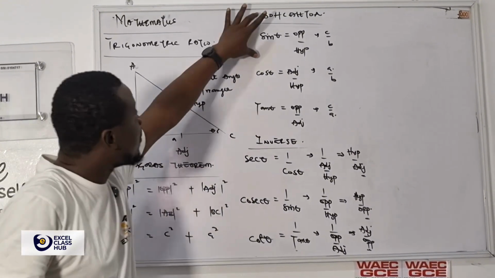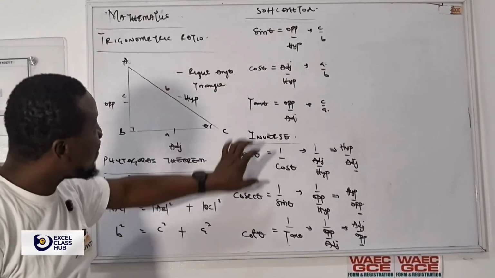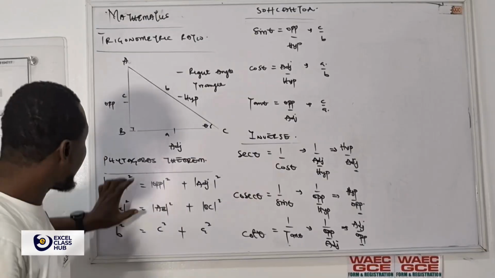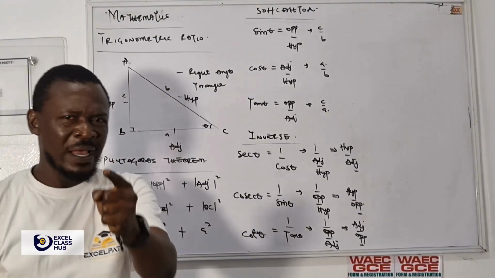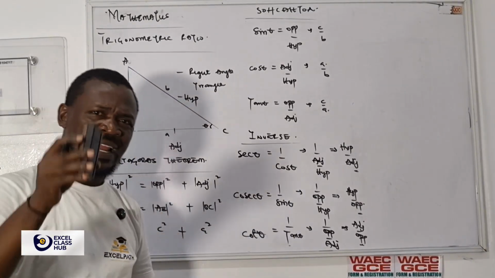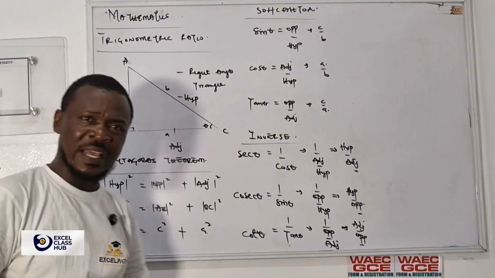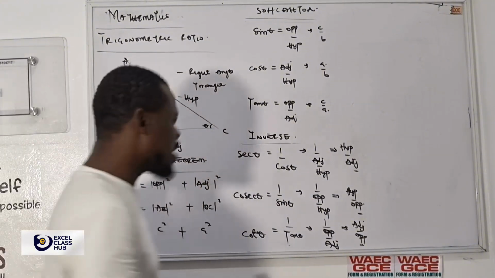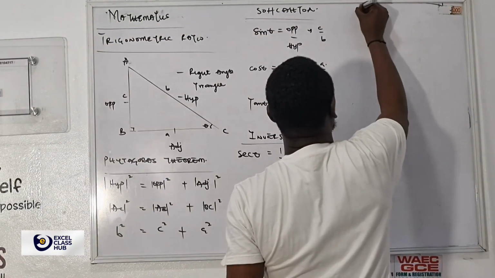Now, I've given you the value for SOHCAHTOA, and I've given you the values for the inverses. I've given you the Pythagoras theorem. Let's put ourselves to the test today. Let's see maybe all what we have on the marker board here, they are correct. Look at this question number 1, student.